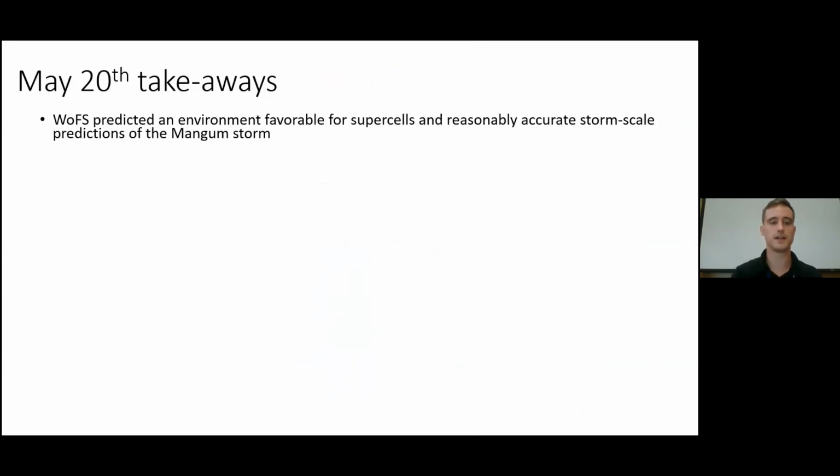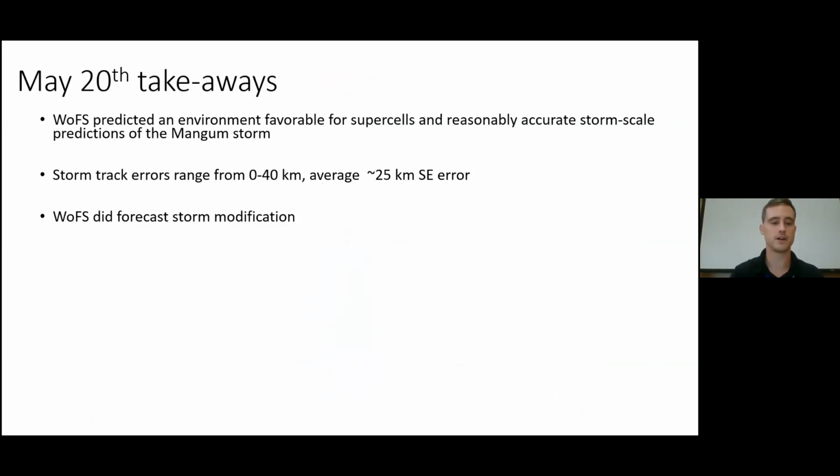Okay, so May 20th takeaways. So again, WoFS predicted environment favorable for supercells and reasonably accurate storm scale predictions of the Mangum storm. The storm track errors ranged from a similar range on May 17th from 0 to 40 kilometers, but about an average of 20 to 25 kilometers in southeastern direction. WoFS did forecast storm modification. However, there was no clear difference among PBL scheme forecasts.